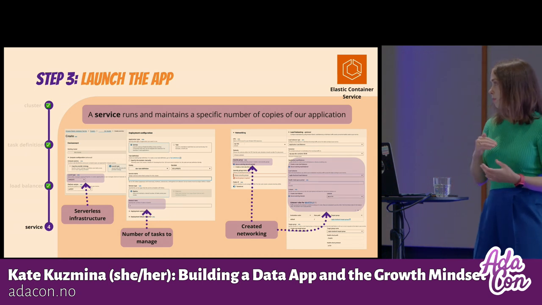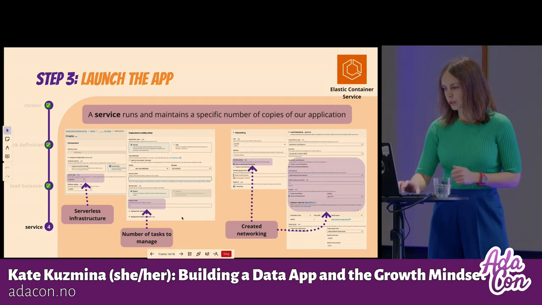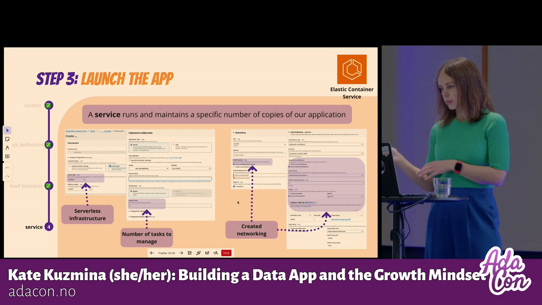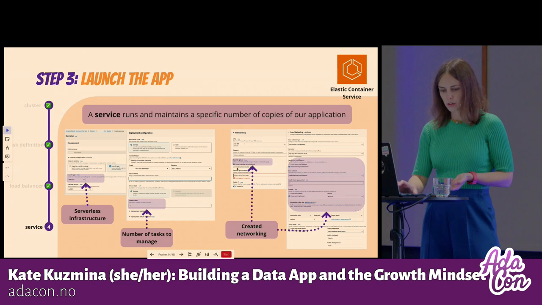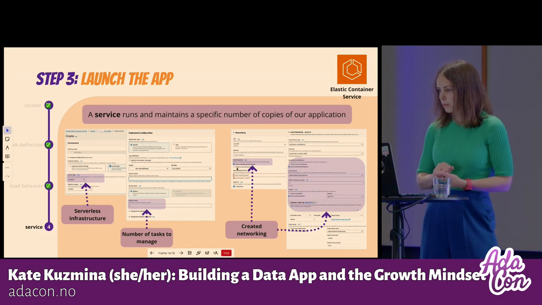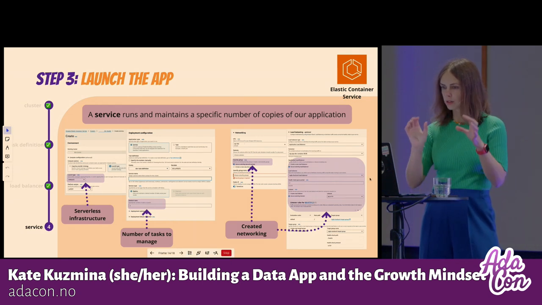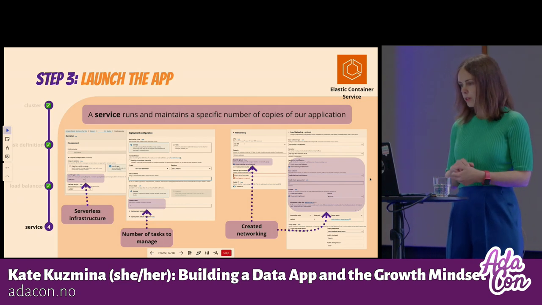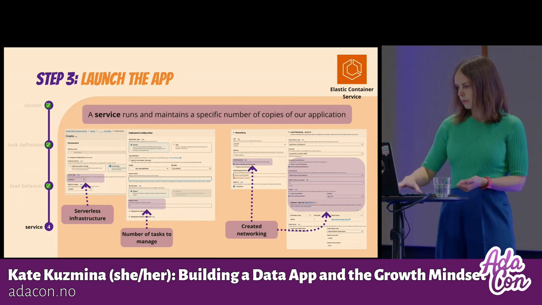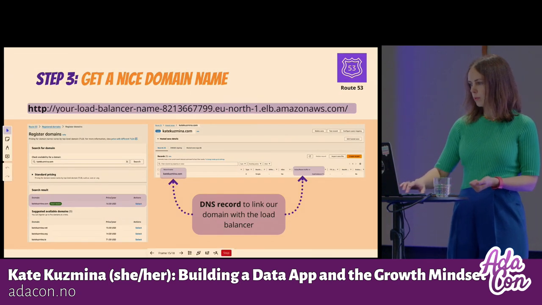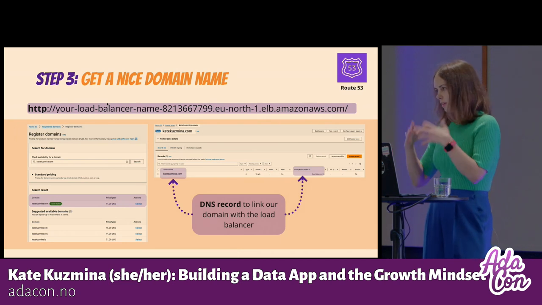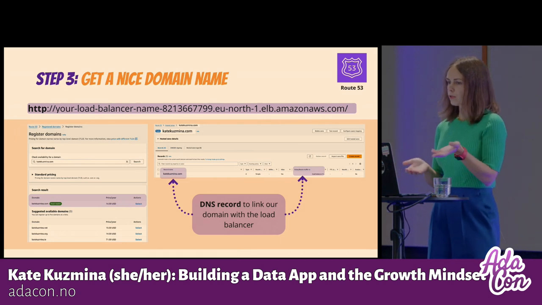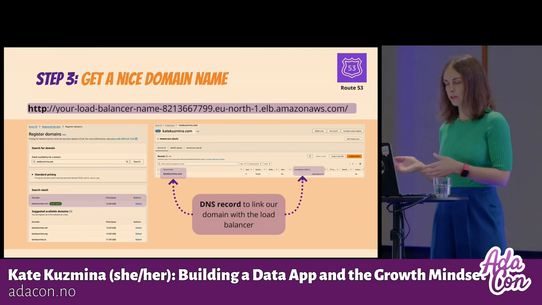Also, there are not so many users of our application, so we don't need so much capacity. And also, we set up networking, or we put here what we already set up before: the security groups and the application load balancer that we made at the previous step. So at this point, we are basically good to go. And we will get this link in the load balancer that basically anyone in the world can use to access our application, if we share this link, of course.